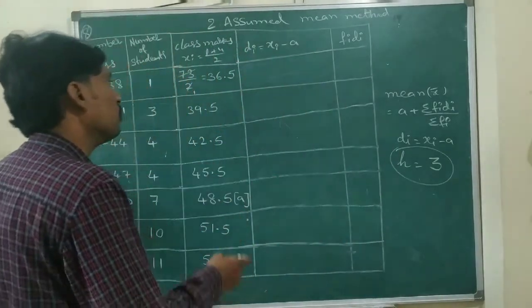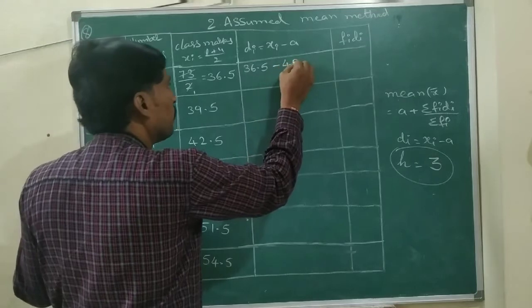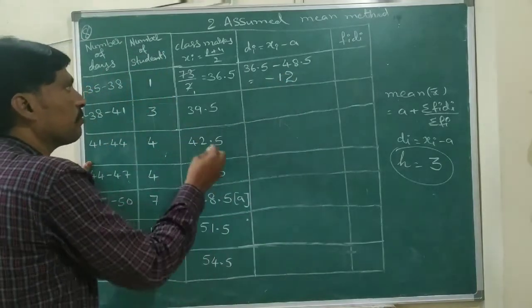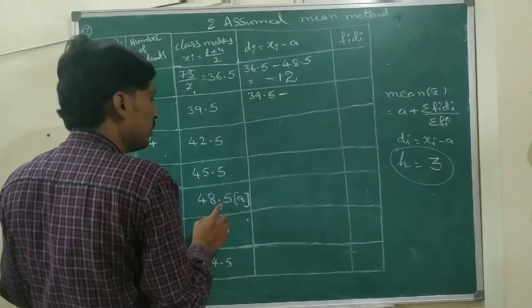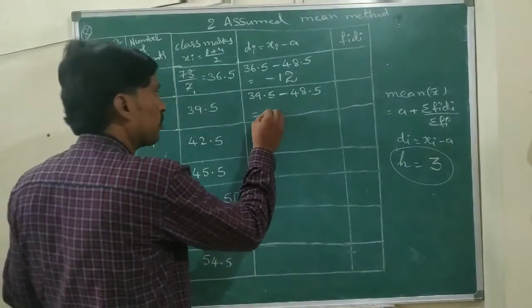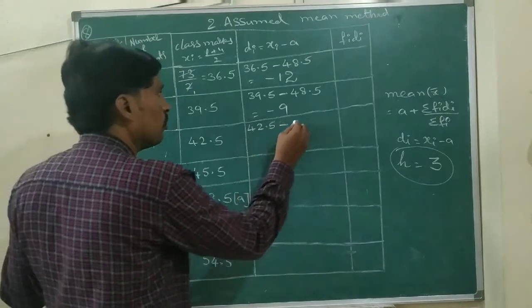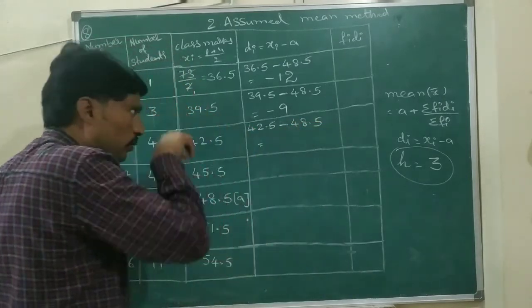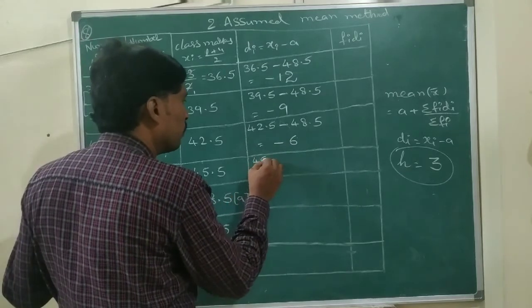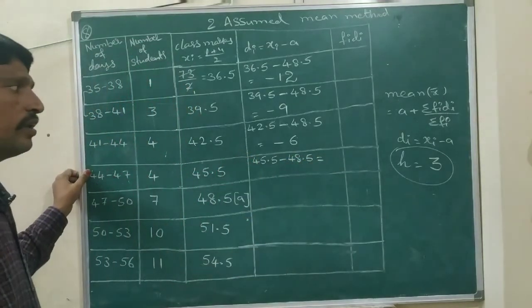Now di equals xi minus A. 36.5 minus 48.5 is minus 12. 39.5 minus 48.5 is minus 9. 42.5 minus 48.5 is minus 6. 45.5 minus 48.5 is minus 3.